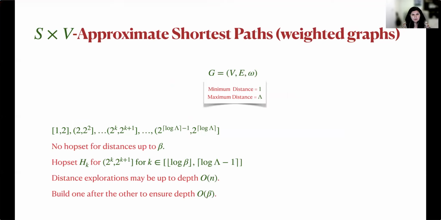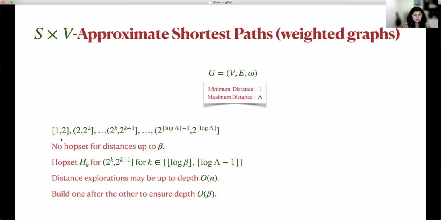In the case of weighted graphs, things are a bit complicated. We assume that the minimum distance between any pair of vertices is 1 and the maximum distance is lambda. This is the range of distances that you can see on the graph.